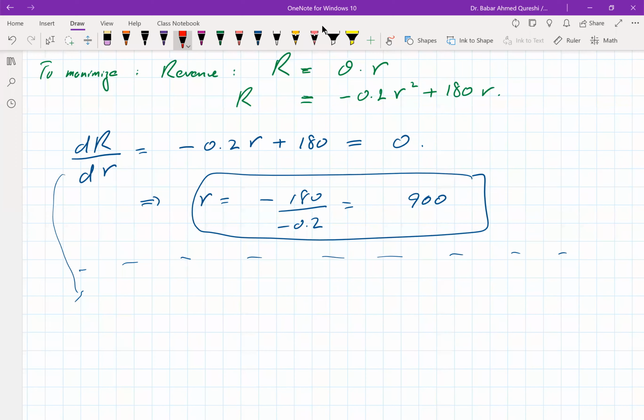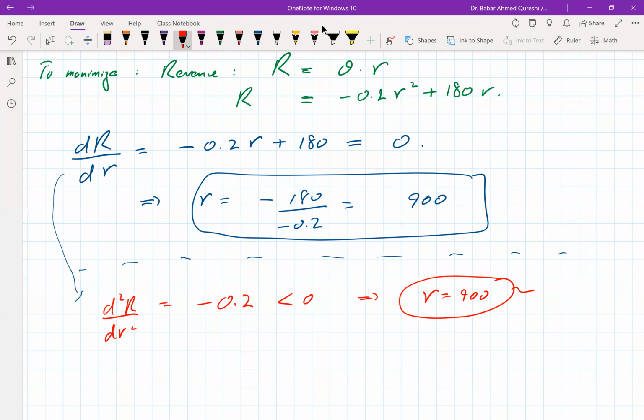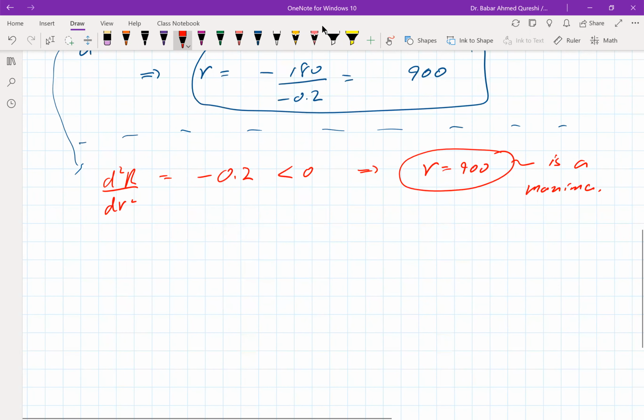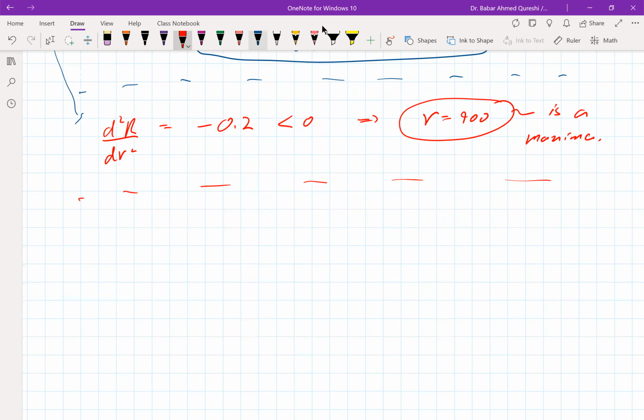But that it's a local maximum you can easily check by doing the second derivative, and that gives you minus 0.2, less than 0. So this implies that this point is a maxima. So you indeed have a solution for your problem. Let me do 51.